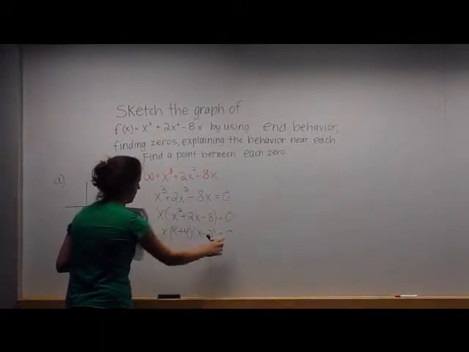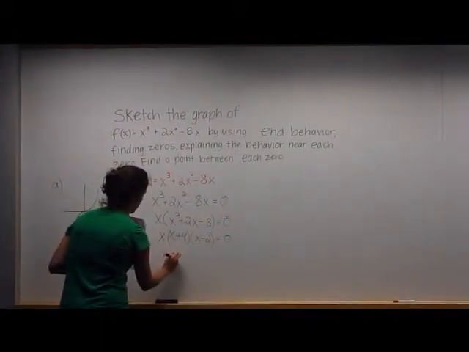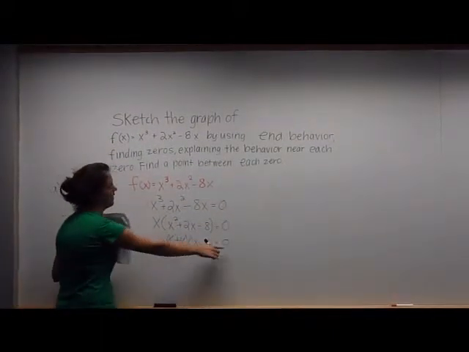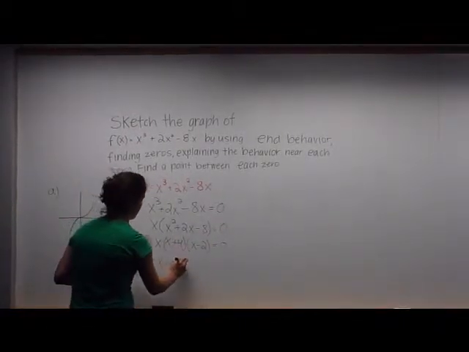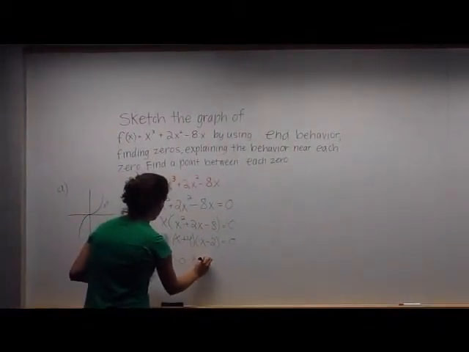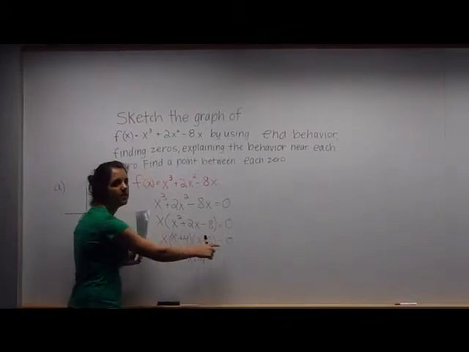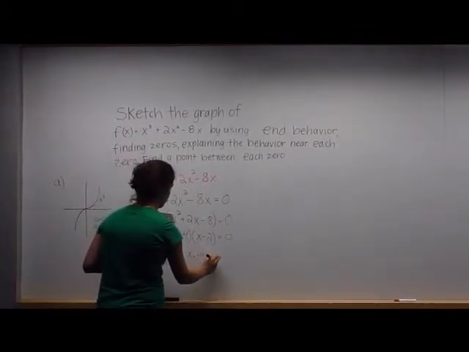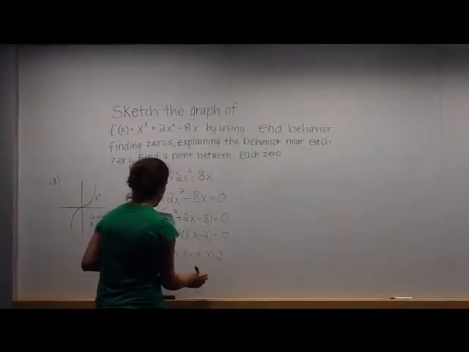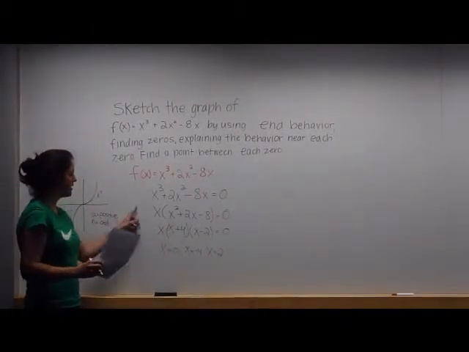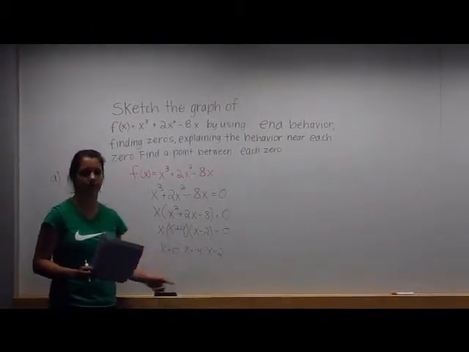This is x equals 0. X plus 4 equals 0, so x would be negative 4. And x minus 2 equals 0, x would be 2. So the zeros of this function are 0, negative 4, and 2.